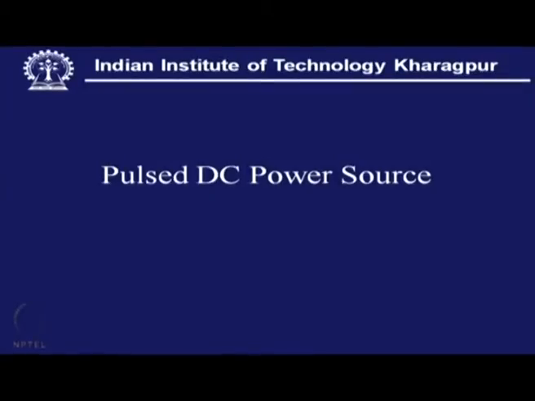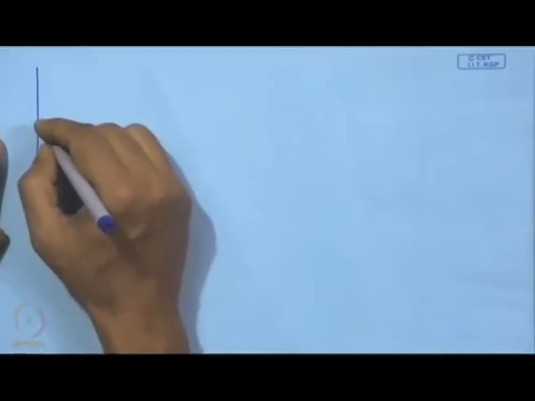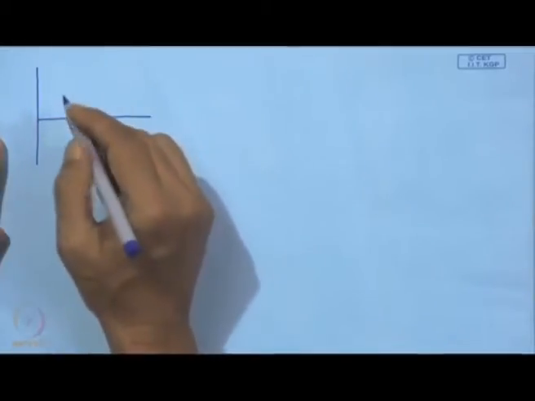Now, having realized the complexity of this RF technology, people actually made a thorough search for an alternative to this sputtering, and as a result of that, this pulse DC power source came into being. So, what is that pulse DC power source? In this case, it is actually a DC, and this DC is a DC with some chopping and interruption.